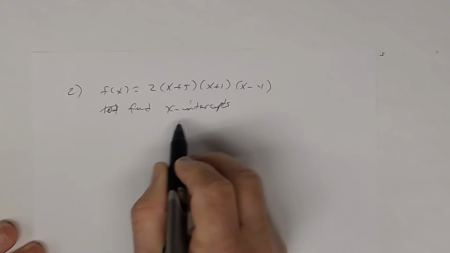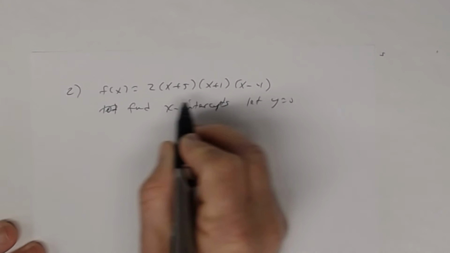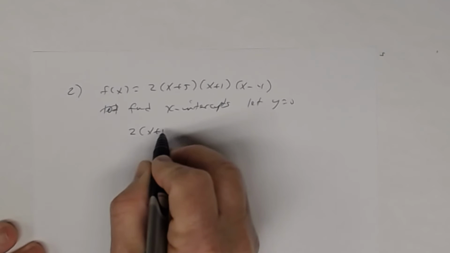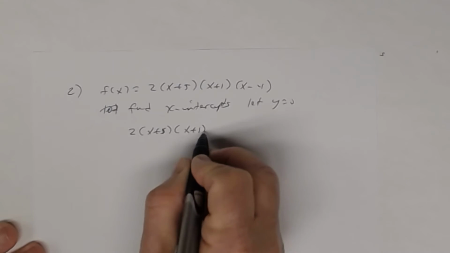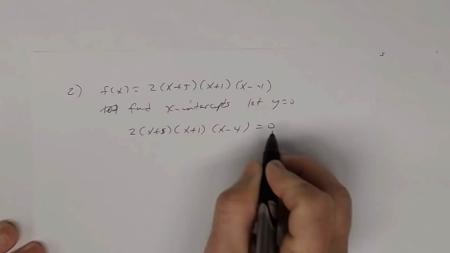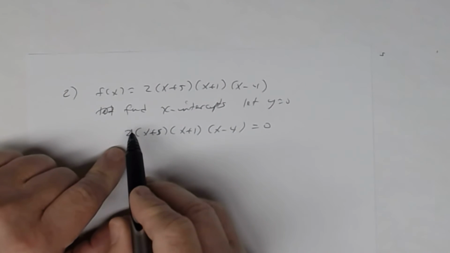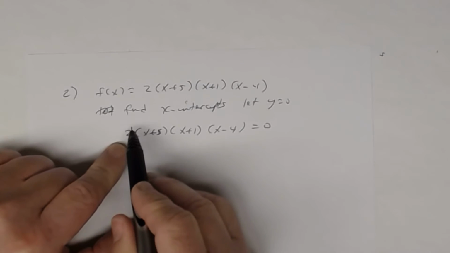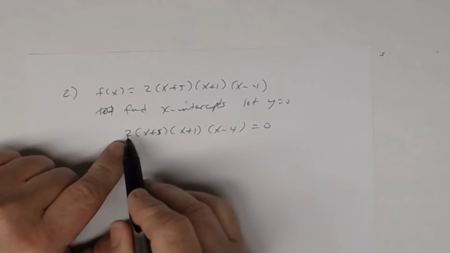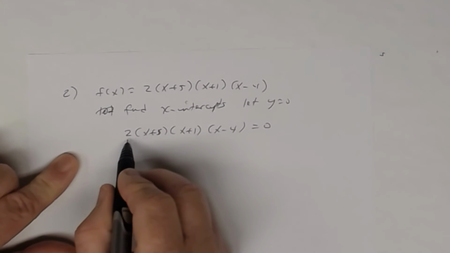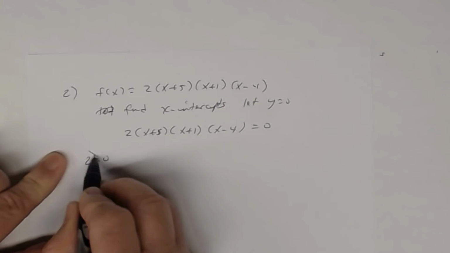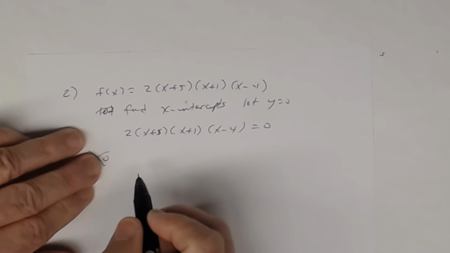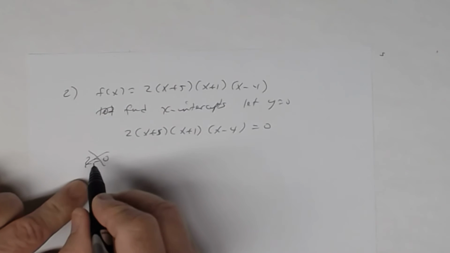All right, so to find the x-intercept, you're going to let y equal 0. So you're going to set f of x equal to 0. So 2 times (x plus 5) times (x plus 1) times (x minus 4) equals 0. What I want you to remember, though, is this. This 2 right here is not going to give you anything in terms of x-intercepts, because this factor is not a variable expression. It's just 2. If you set it equal to 0, that's not going to make any sense, right? So you just throw that away.